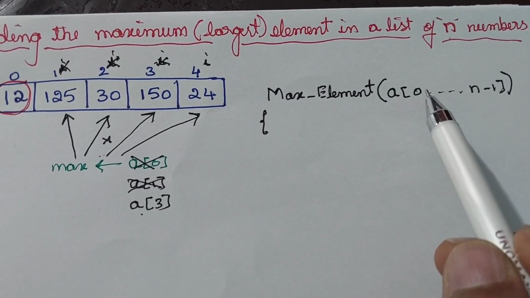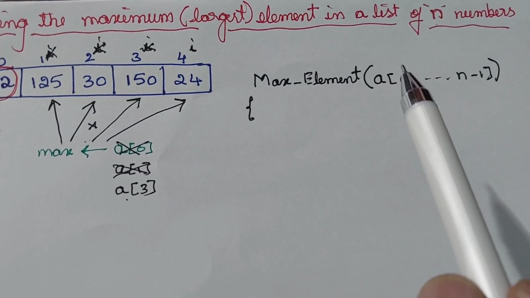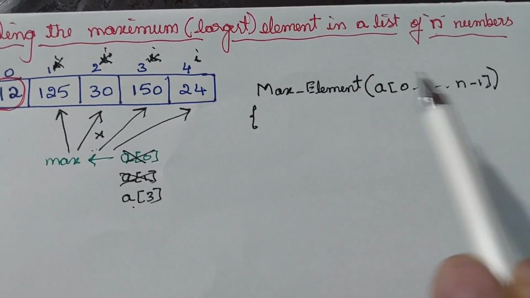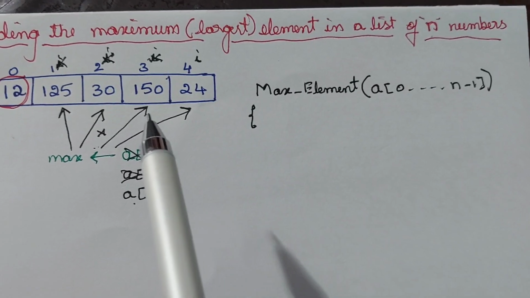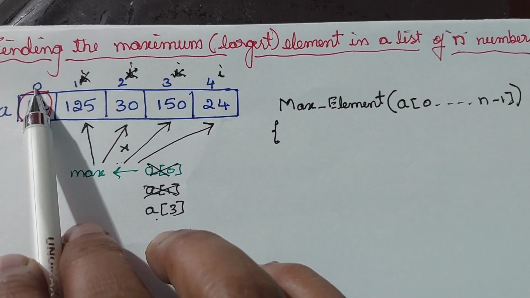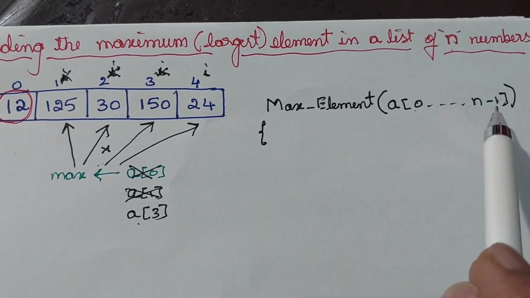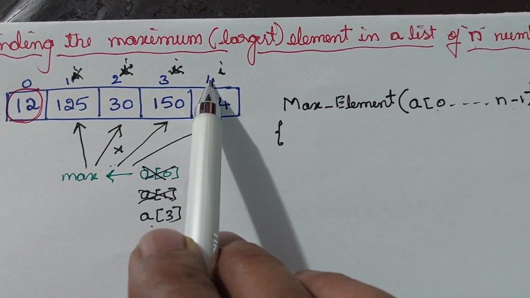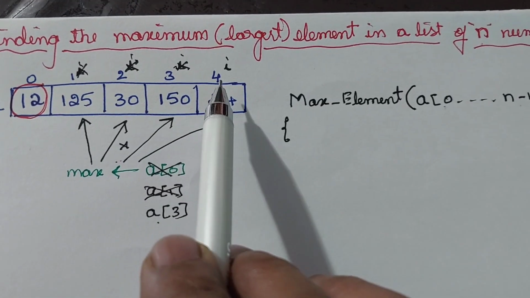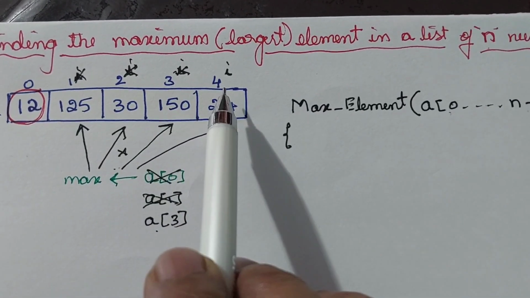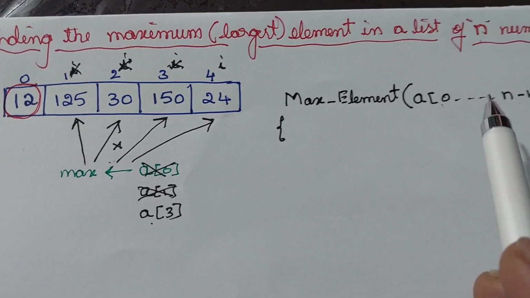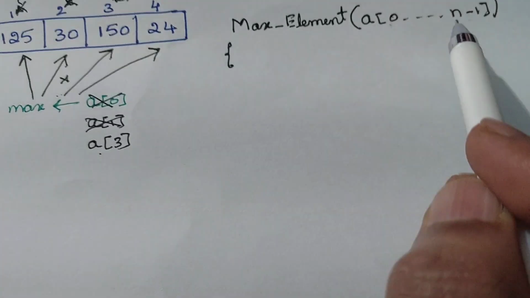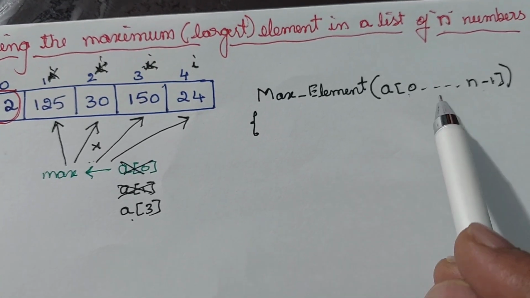Why did I take this? Because we have to write the algorithm so that it works in general, so that's why I took A[0 to n-1]. We are not taking specific examples. We know that array index always starts with 0, and the last element index is n-1. Suppose I have taken 5 elements, the last index is 4. If I take 10 elements, the last index is 9. If I take 100 elements, the last index is 99. Similarly, for n elements, the last index is n-1. So I took A[0 to n-1] as the parameter to be passed.